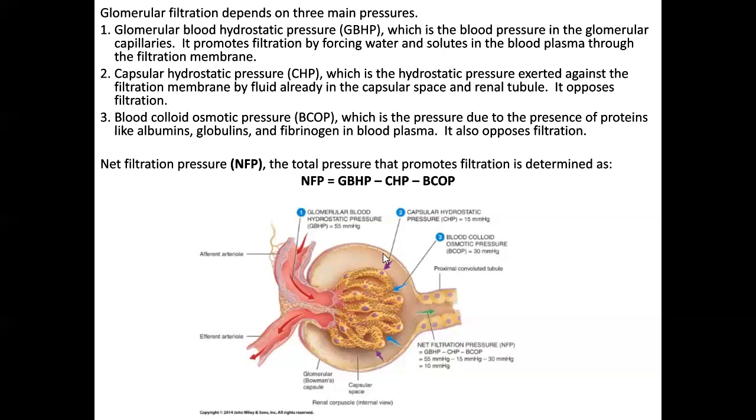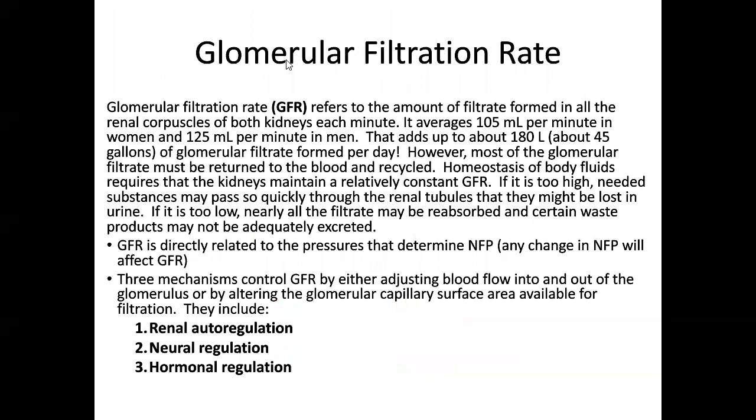That means stuff leaves the blood, it comes out into the space. But if this number comes out negative, that means we won't form filtrate. So negative NFP opposes filtration. Now, this is important to understand because without a positive NFP, we can't form filtration. Okay. And so let's talk about glomerular filtration rate, which refers to the amount of filtrate formed in the renal corpuscles of both kidneys each minute.